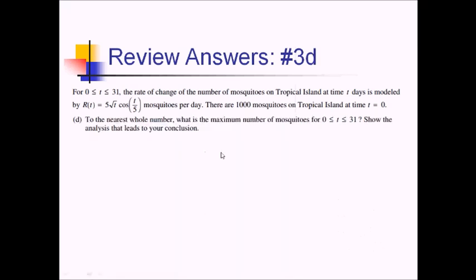For part D, to the nearest whole number, we want the maximum number of mosquitoes on time 0 to 31 and show analysis that leads to our conclusion. So one such analysis you might do is the candidates test, since we're looking for an absolute extremum on a closed interval here. We're going to plug in the endpoints to figure out how many mosquitoes we have at the beginning and the ending of the time in the problem, and we'll also plug in any critical values we find along the way. To get those critical values, though, we have to set the rate of change of mosquitoes, r of t, equal to 0 and find intersections on our calculator. So let's go ahead and do that now.